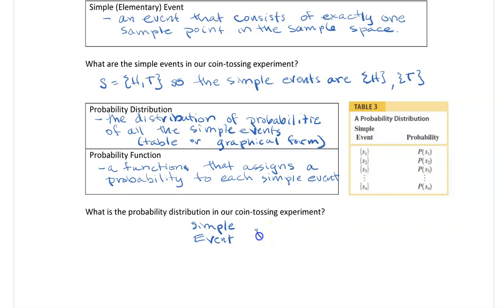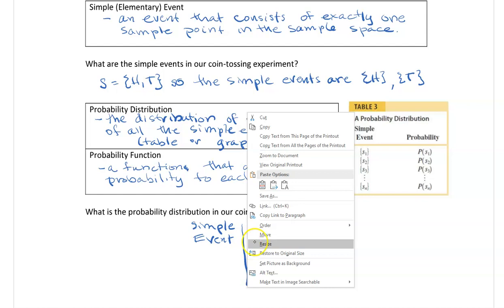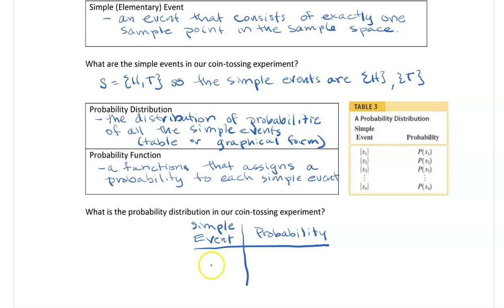And the corresponding probability. Okay, and we're just going to put it in table form. So our simple events are heads and tails. Now I could put them in brackets because they are essentially sets. Now, a lot of times I'm probably not going to, but I will here for completeness. So our probability of heads is 1/2, our probability of tails is 1/2. Okay, so that's all there is to it. That's the probability distribution for our coin flip.